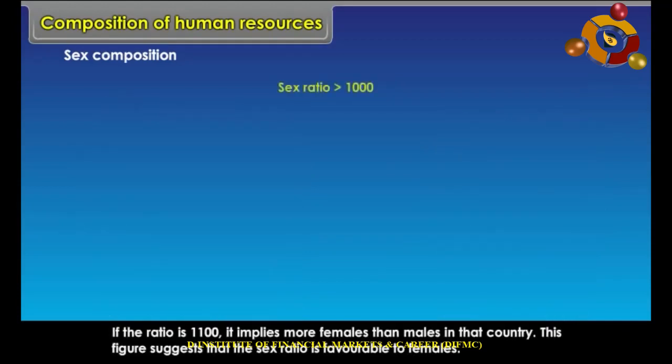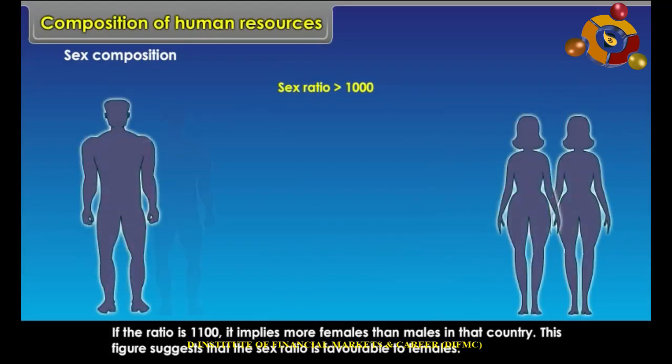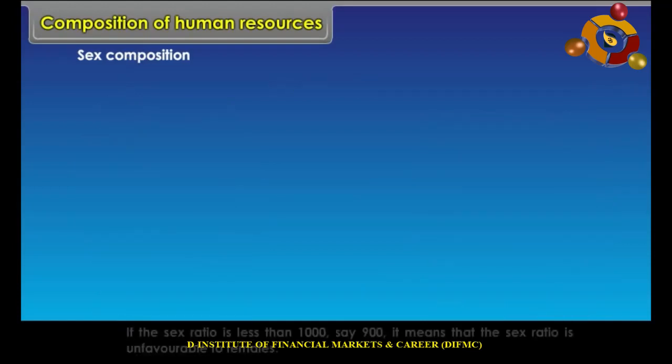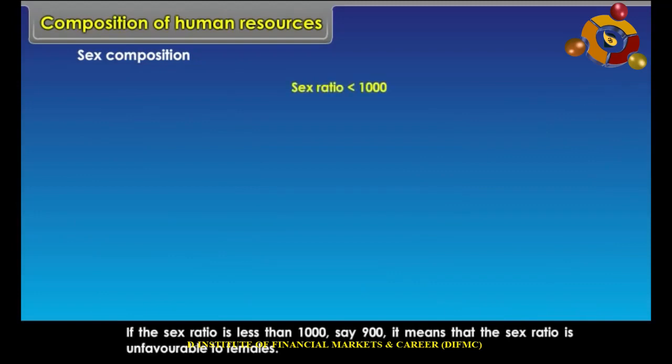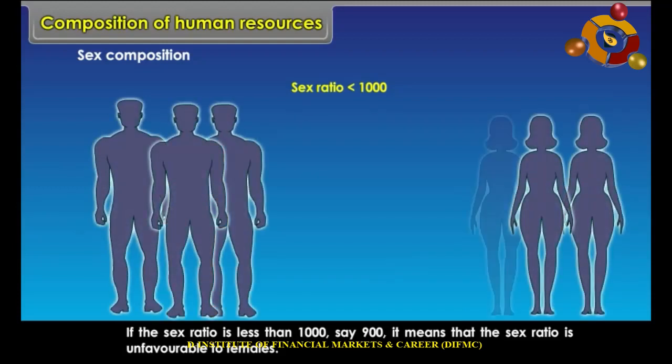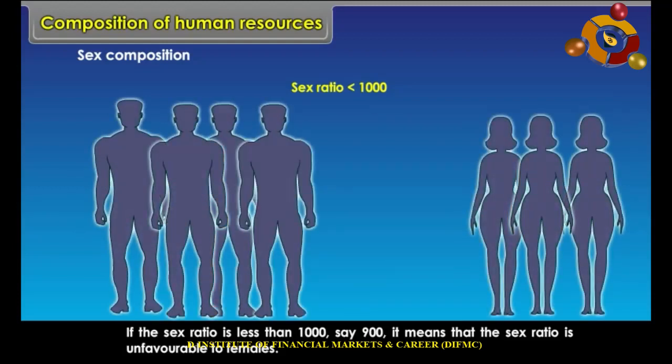If the ratio is 1,100, it implies more females than males in that country. This figure suggests that the sex ratio is favorable to females. If the sex ratio is less than 1,000, say 900, it means that the sex ratio is unfavorable to females.